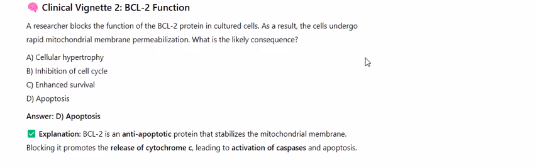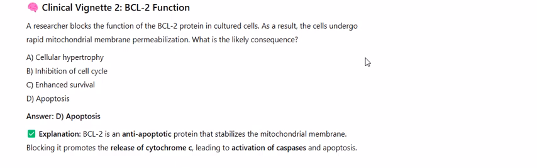D. Apoptosis. Explanation. BCL2 is an anti-apoptotic protein that stabilizes the mitochondrial membrane. Blocking it promotes the release of cytochrome C, leading to activation of caspases and apoptosis. Clinical Vignette 3. Morphological features.